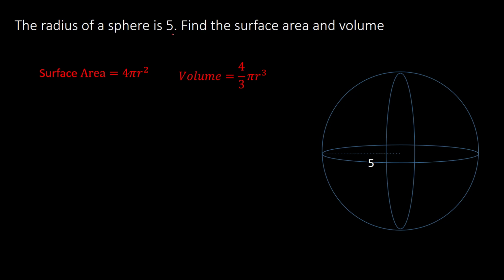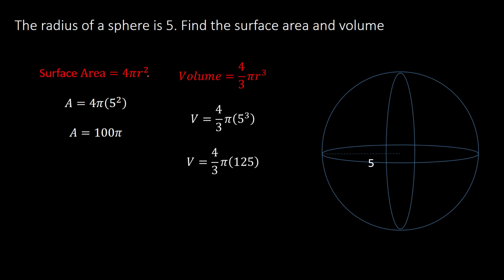Here the radius is given to you as 5, and so you plug 5 in for the radius and then solve. So you have 4 times pi times 5 squared would give you 25 times 4, which is 100 times pi. And then for the volume, you plug a 5 in for the radius again. You have 4/3 times pi times 5 cubed. 5 cubed is 125, and then 125 times 4 divided by 3, which would give you 500 pi over 3.